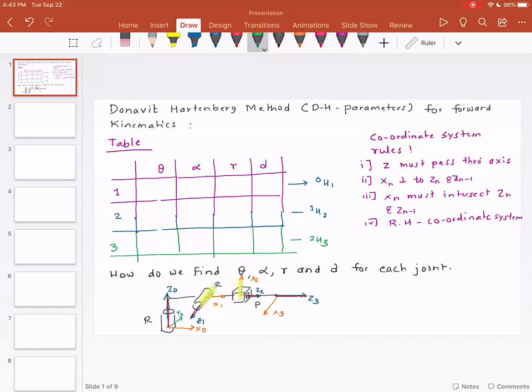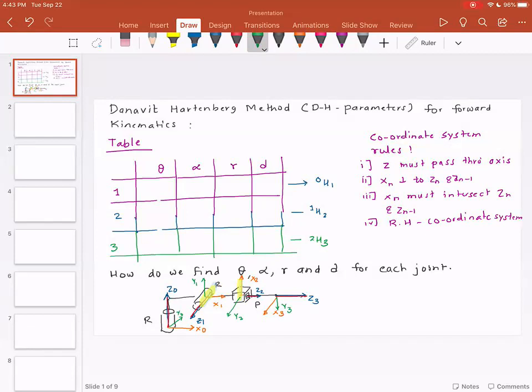Then you have Y1. Then you have Y2. You have Y3. So this is the coordinate system.